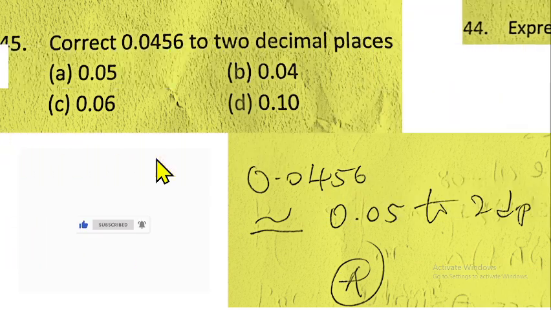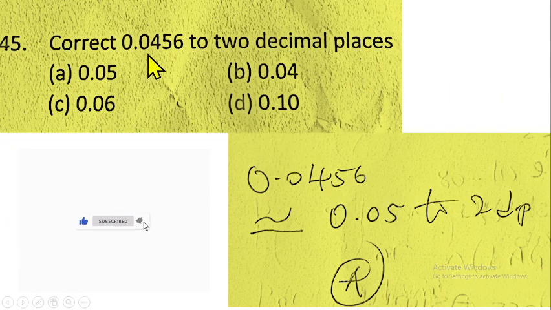Question number 45. Correct 0.0456 to two decimal places. See the same thing that we just said now. This is the second decimal number there. So round this 5 here, you round it up to 1 and add it to the 4. That should give us 0.05 to two decimal places. Option A is the correct option there.